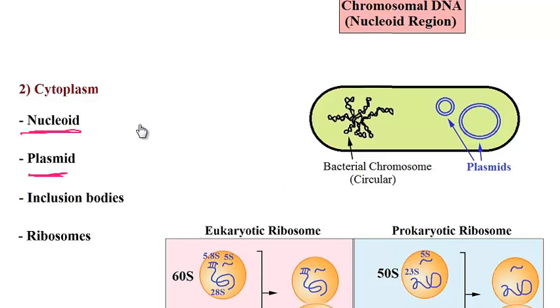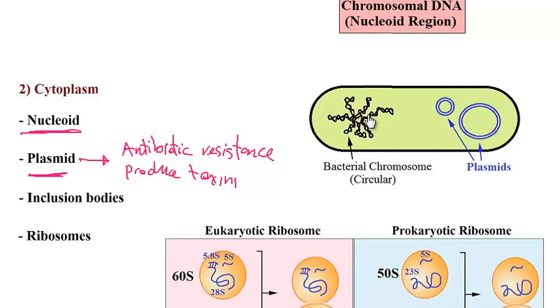Then bacterial cells could also have plasmids in their cytoplasm, and basically plasmids, as shown here, are small DNA structures that are circular and are separate from the actual genomic material of the bacteria. The function of these plasmids is usually to provide antibiotic resistance. They can produce different toxins, and they could also help with synthesis of different proteins or enzymes that help with the survival of the prokaryotic cells.